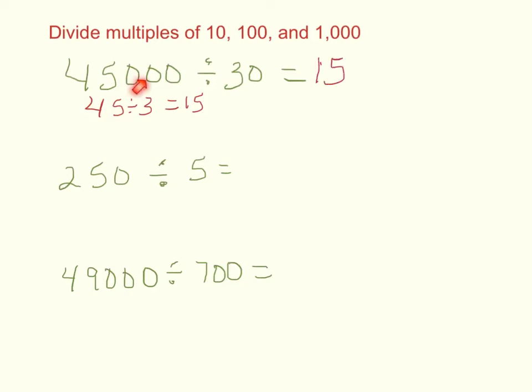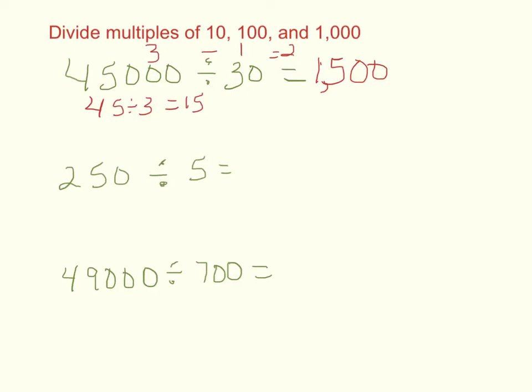And then we take 3 zeros minus 1 zero equals how many zeros? If you have 3 zeros minus 1 zero, that equals 2 zeros. So you would put 2 zeros back here. So 45,000 divided by 30 equals 1,500. Do your basic math fact, and then you slap your zeros on it. But instead of adding your zeros, you minus your zeros.